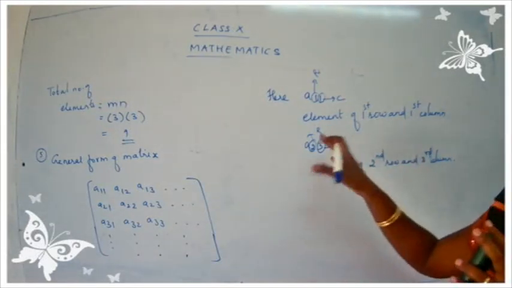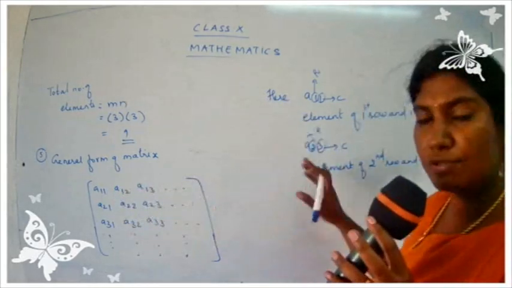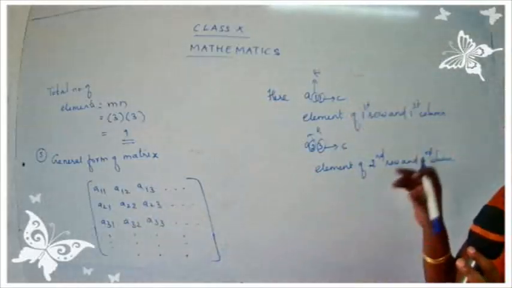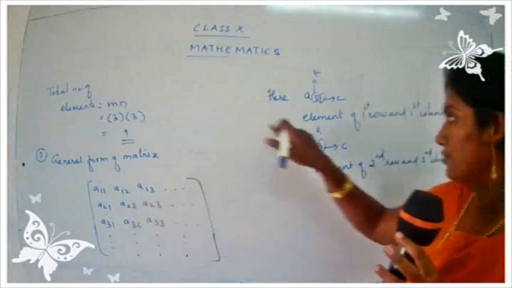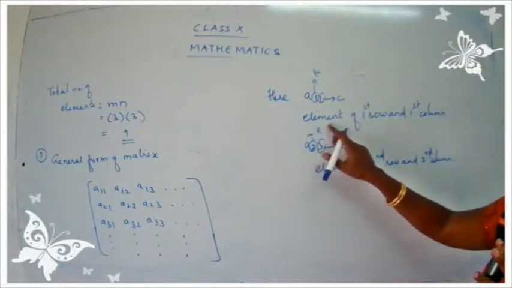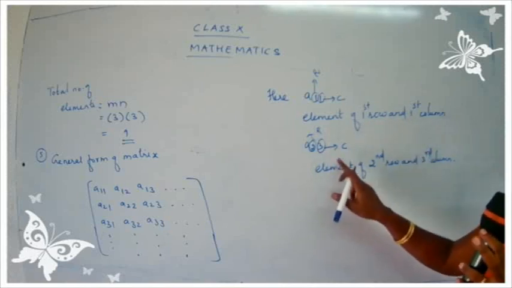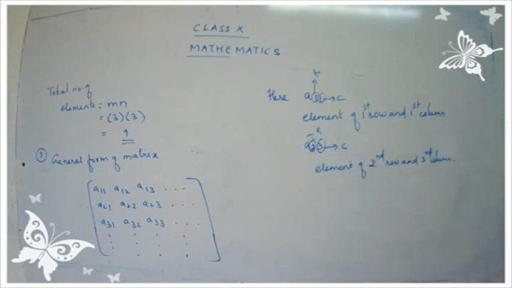I'm just giving you a rough idea. I'm not going to explain all the details. I'm just giving you two examples so that you will be clear how to read. So how to read A12: element of first row, second column. So you have to take down this point also. Here A11, element of first row and first column. A23 means element of second row and third column.